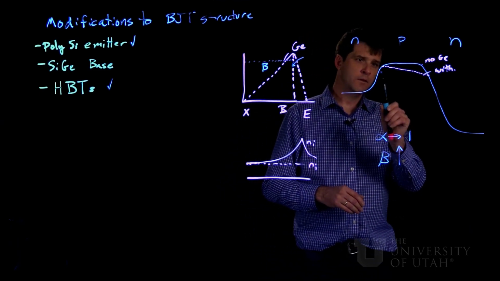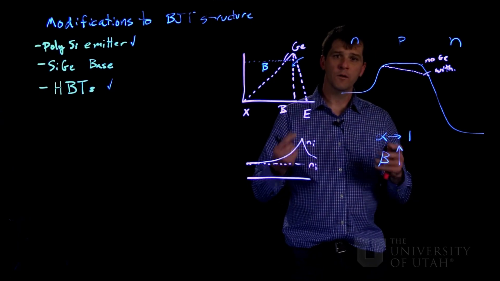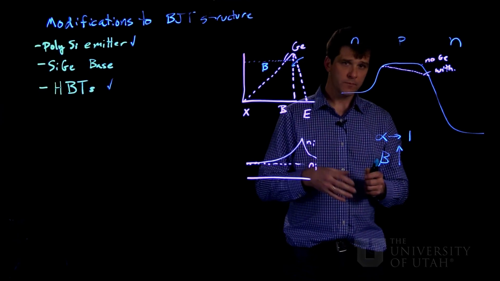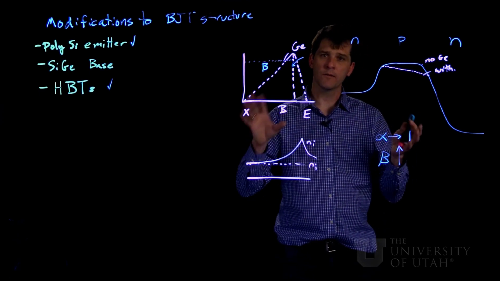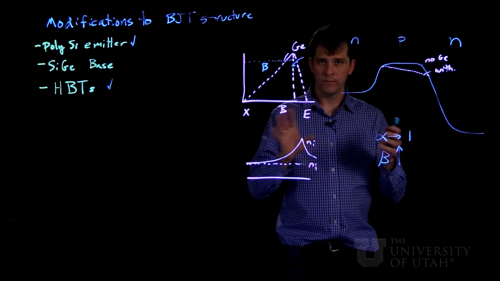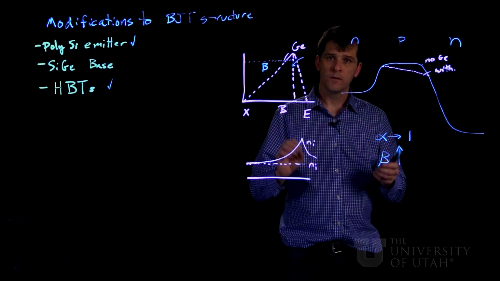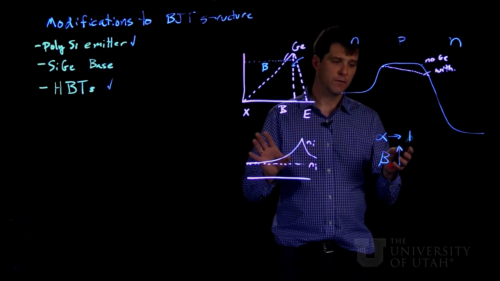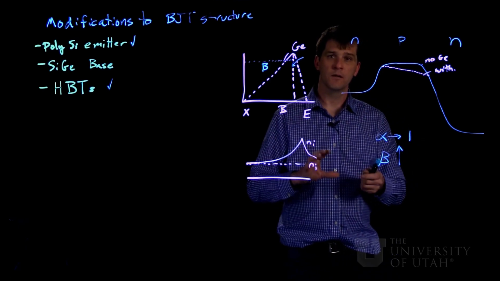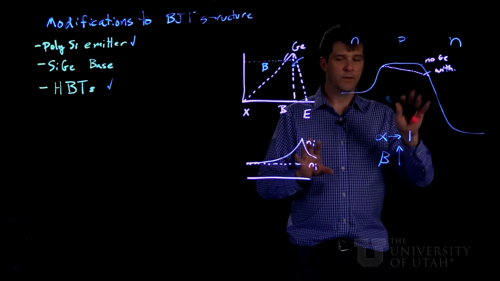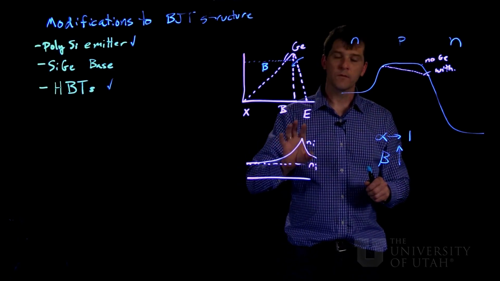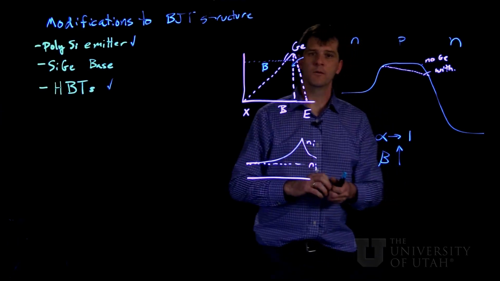So the addition of a small compositional gradient can be used, just like it can be in MOSFETs, in order to increase the performance. Now, however, the MOSFET effects had a lot to do with mobility enhancement, whereas the BJT effects have to do with manipulation of the band diagram and the intrinsic and minority carrier distributions.